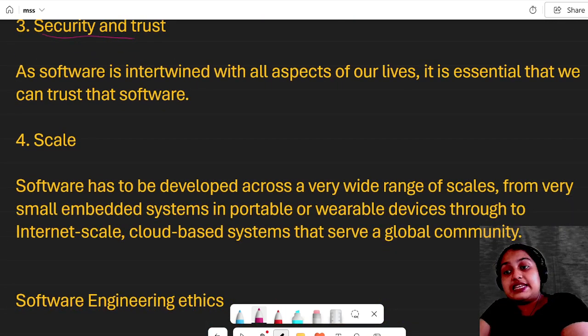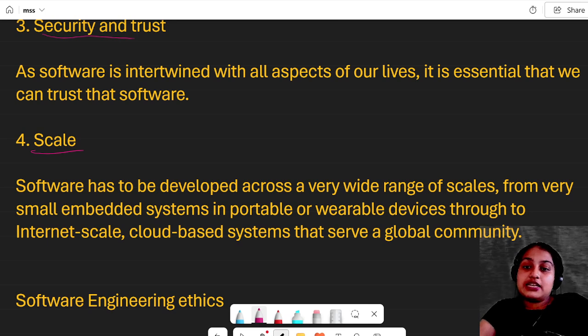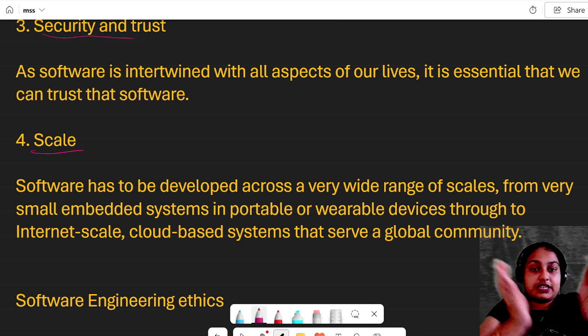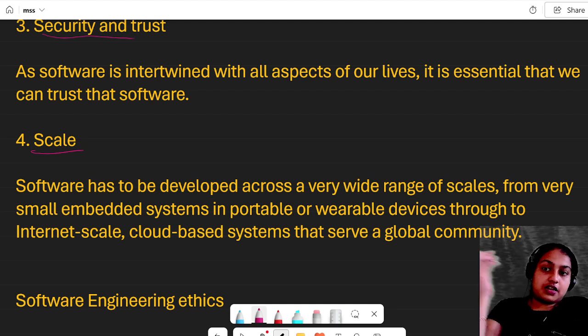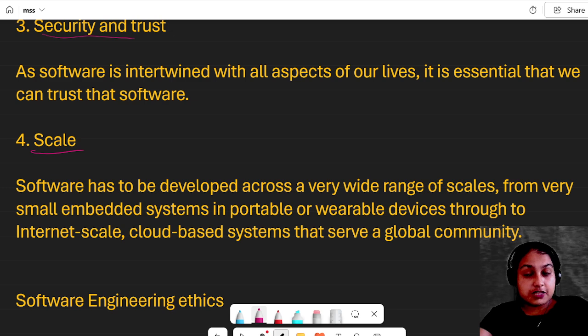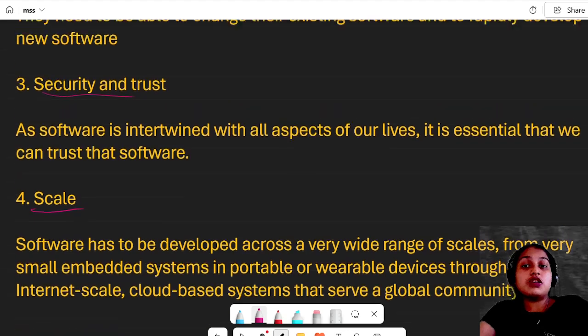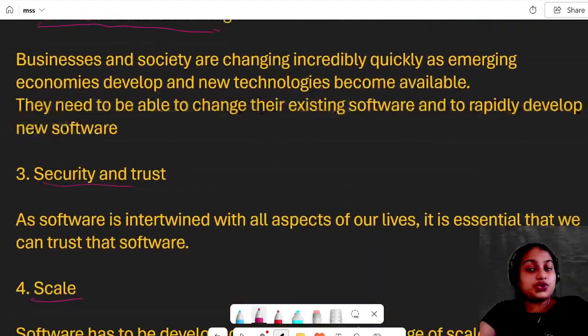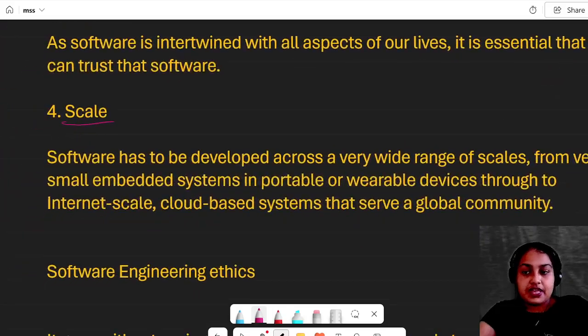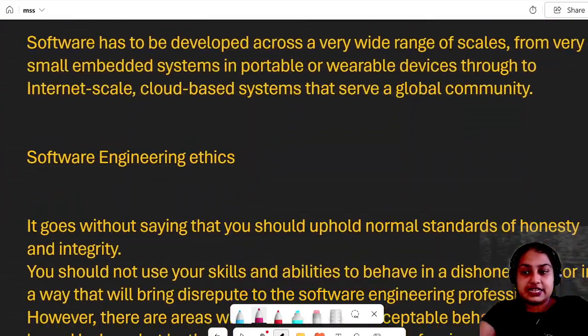Then comes scale. Scale means the software can be on a smaller scale or a larger scale. So a wide range of scale. A smaller scale means embedded systems, portable or wearable devices, and we have the large scale, that is internet scale or cloud based systems that serve a global community. So these are all issues which the software faces. Okay, heterogeneity, business and social change, security and trust, and scale. Then comes software engineering ethics.